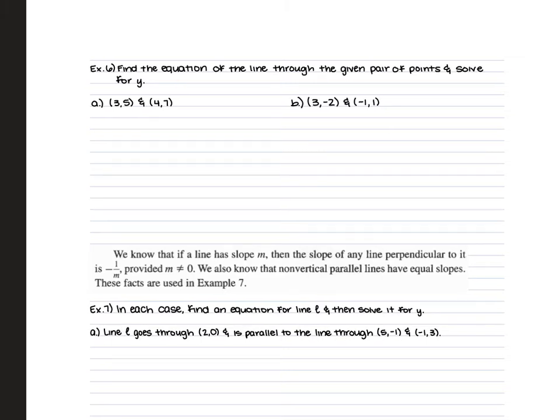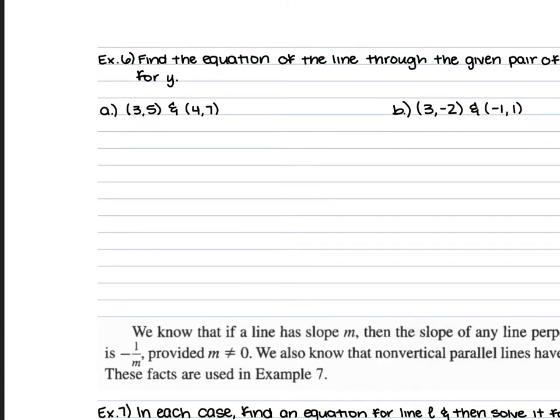For example 6, we're finding the equation of a line that's through the given points and solving for y. So we're finding the slope. We are going to use one of those points to plug it into point-slope form, and then we are putting it into slope-intercept form. So to find our slope first, we're going to do y2 minus y1 over x2 minus x1. So our slope is going to be 7 minus 5 over 4 minus 3. The 7 minus 5 is 2, 4 minus 3 is 1, so that slope is just 2.